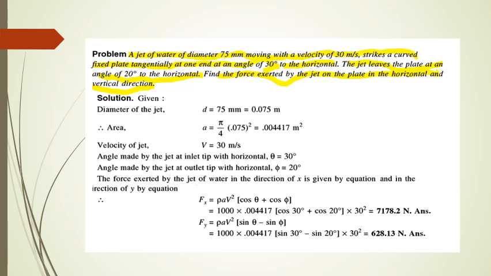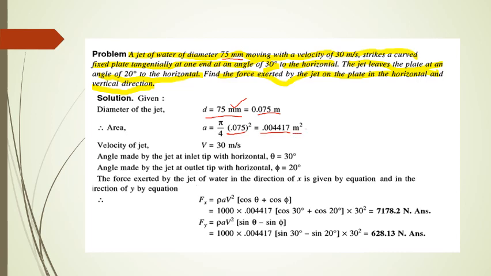What is given? The diameter of the jet, that is 75 mm. So D equal to 75 mm. I am converting mm into meters. We get D equal to 0.075 meters. Now area equal to pi by 4 D square. Substituting the value of D in A, we get area equal to 0.004417 meters square.